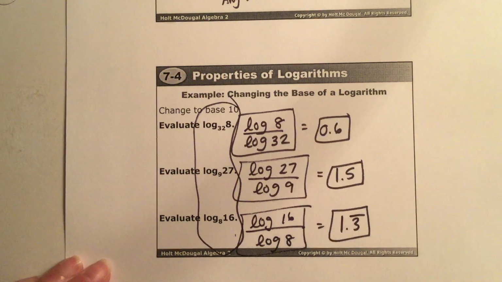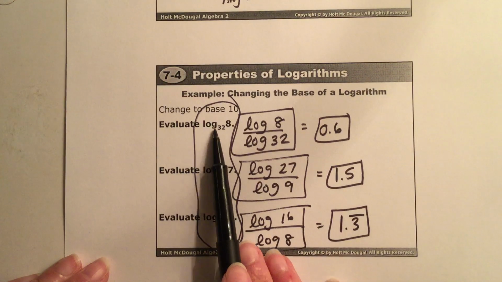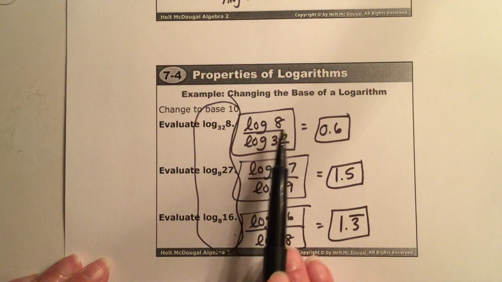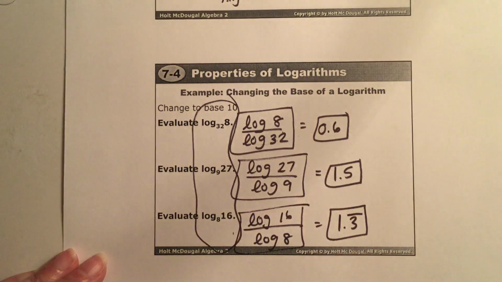So change of base formula, if they ever ask you to use that property, there are 2 steps. Step 1 is you have to rewrite it as a fraction. That's what the change of base formula is. Then from the fraction, you can put it into your calculator.